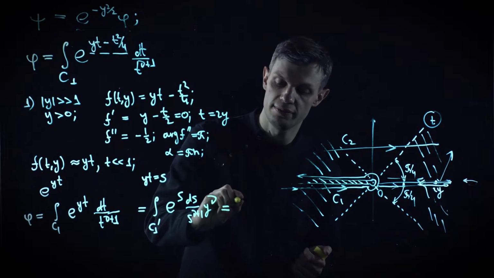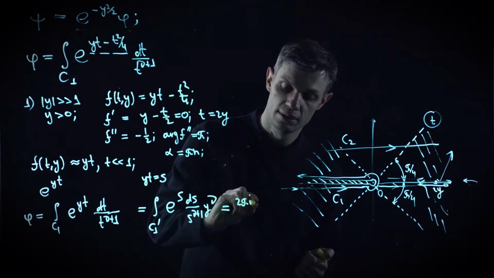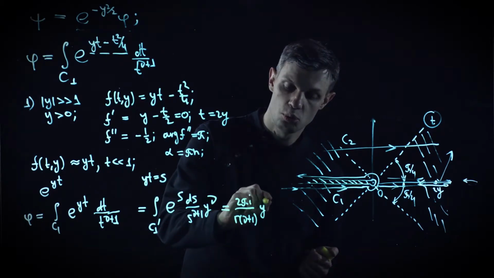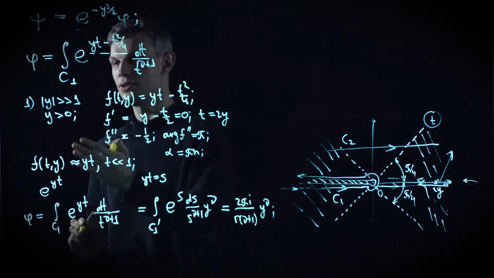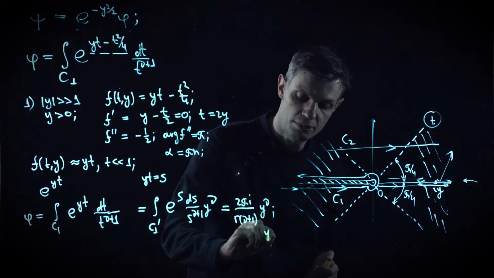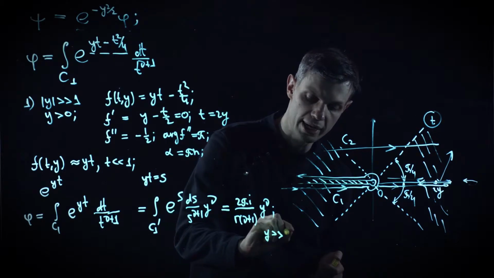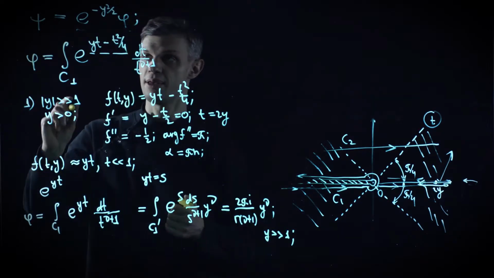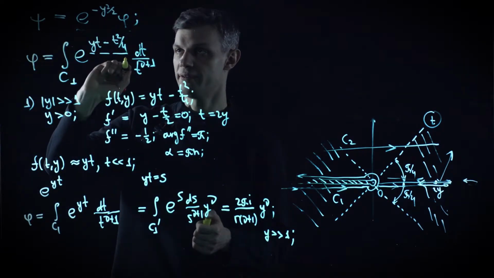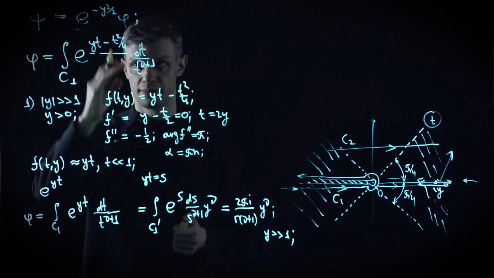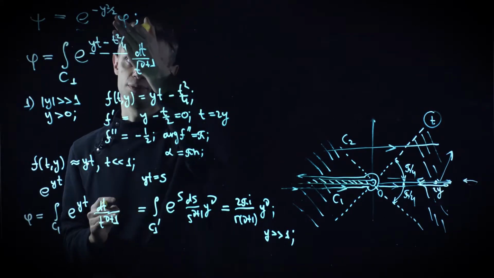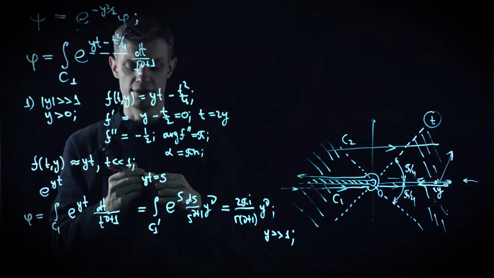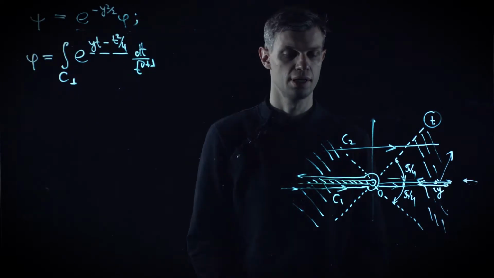And the integral, as you remember, is given by 2 pi i divided by gamma function of nu plus 1 and multiplied by y to nu. So this is the asymptotics of our phi function at large and positive values of y. It blows up at large values of y, but it's okay, because the real wave function is multiplied by this exponential, and for large positive values of y, this exponential will suppress this growth, and so the behavior of the wave function is okay.